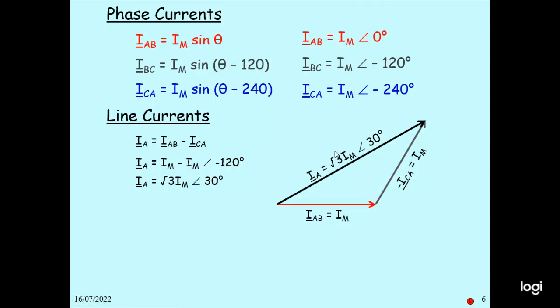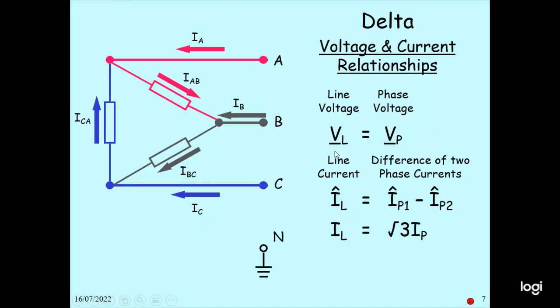Therefore, for the delta connection, the voltage and current relationships are: line voltage is equal to phase voltage, V line equals V phase. Line current is equal to the difference of the two phase currents, I line equals I phase 1 minus I phase 2. This is also equal to root 3 times I phase.